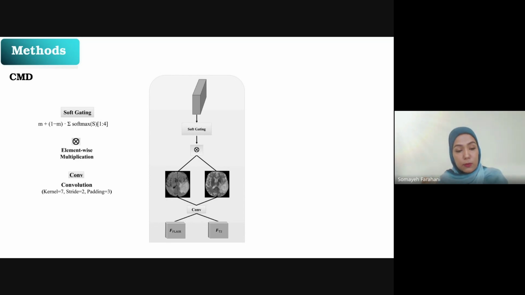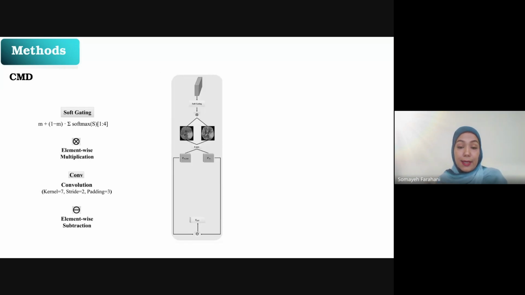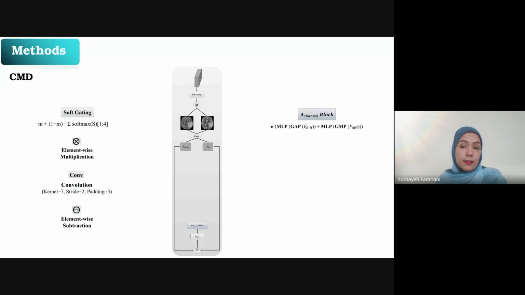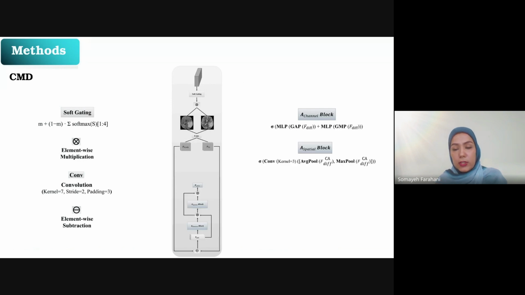Those gated volumes are passed through the 3D convolution layers, from which we can compute and amplify their differences. We then apply attention in two stages to highlight what really matters. Channel attention treats each learned feature map as a channel and highlights the most informative ones, and spatial attention on the channel-refined features finds the exact voxels that show the mismatch pattern.